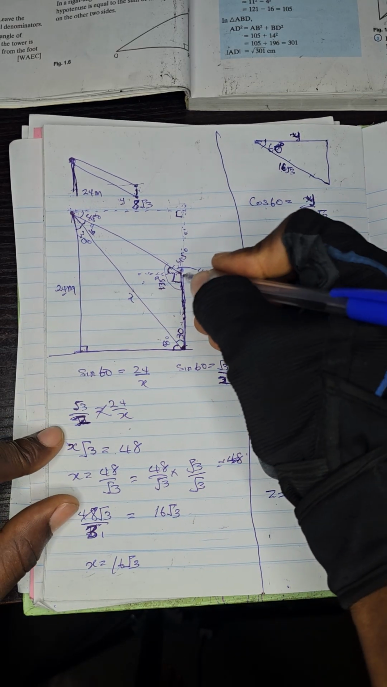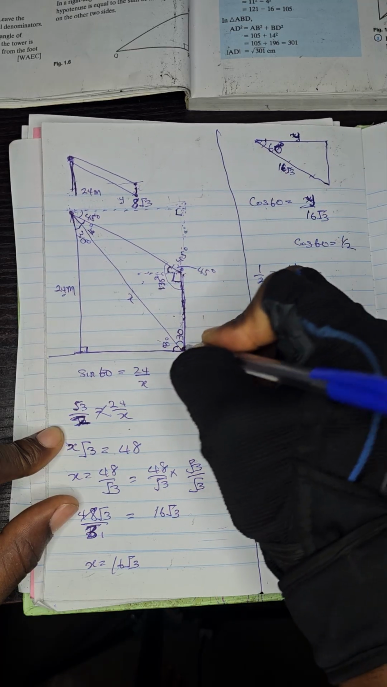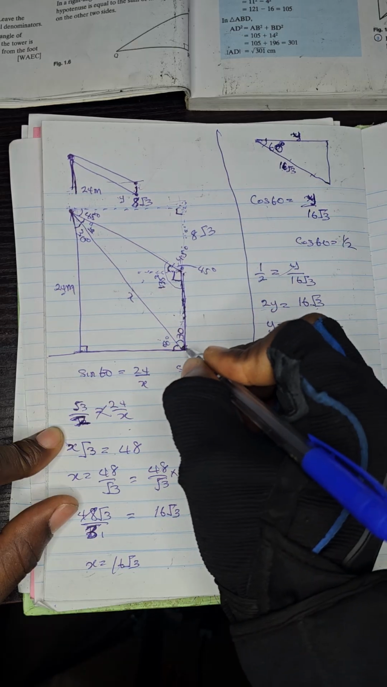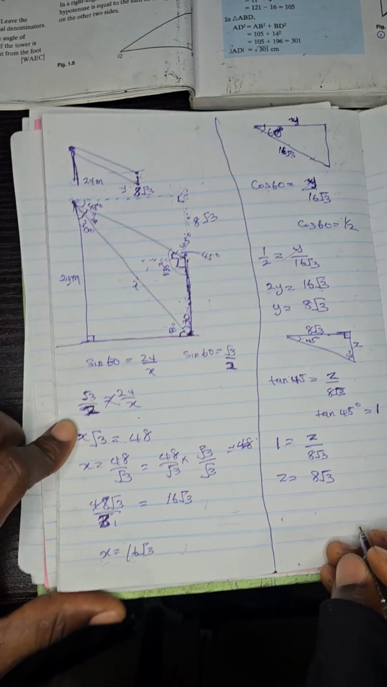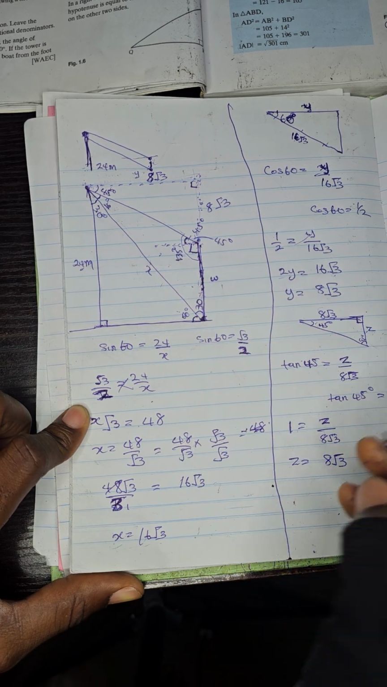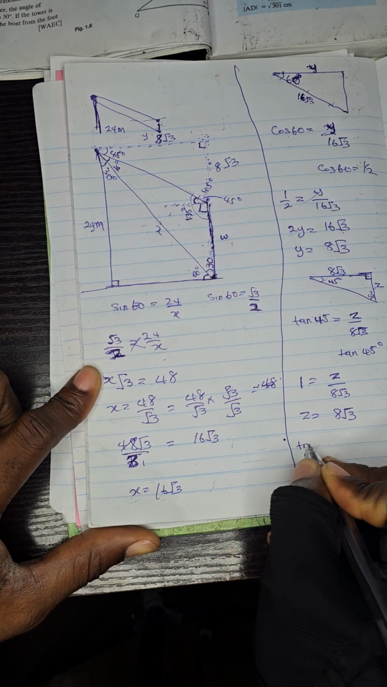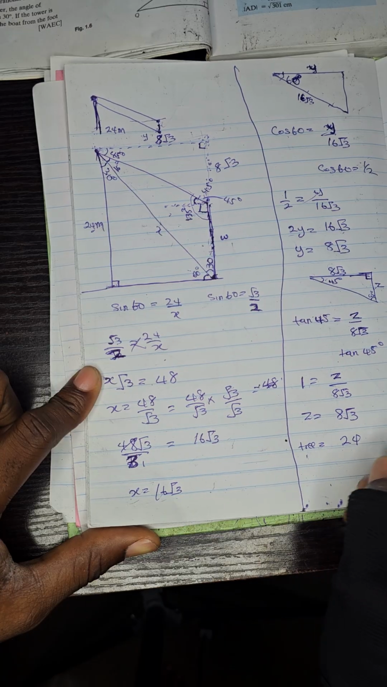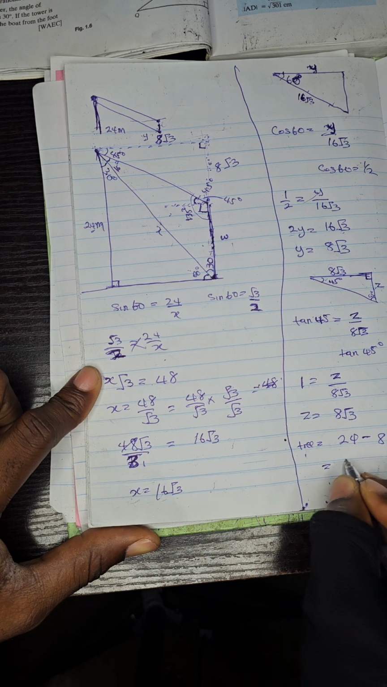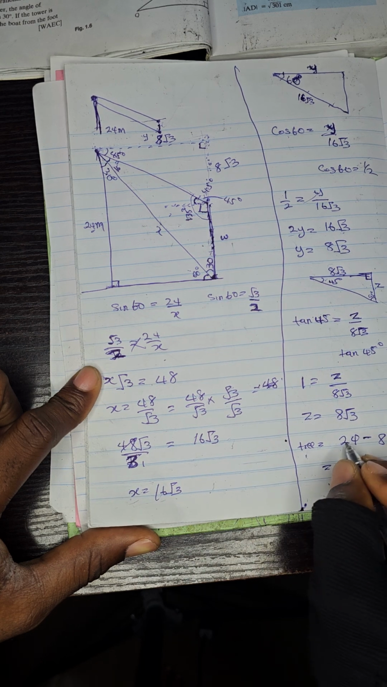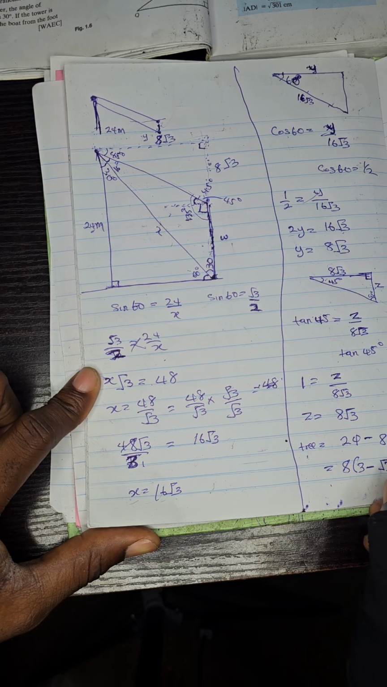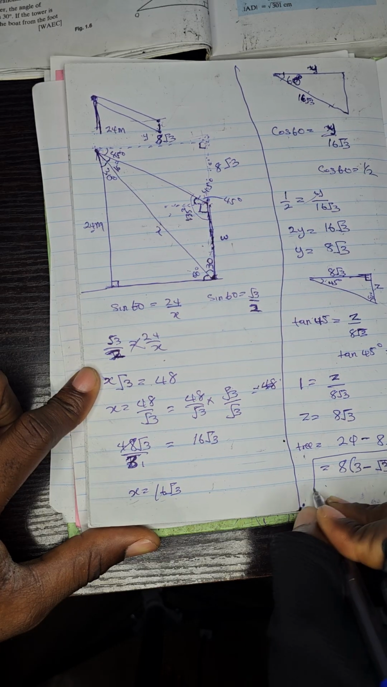Now to find the height of this tree, we all know that from here to here is 24 meters, and we already know that here is 8 root 3. So to find here to here is 24 minus this. Let me call it W, which is the height of the tree. Or let me just write the tree is now 24 minus 8 root 3. So we will factor it out. It will be 8 into 3 minus root 3. This is the final answer.